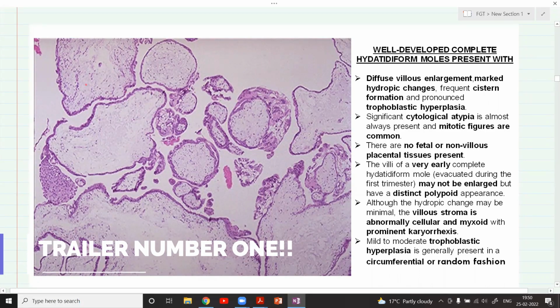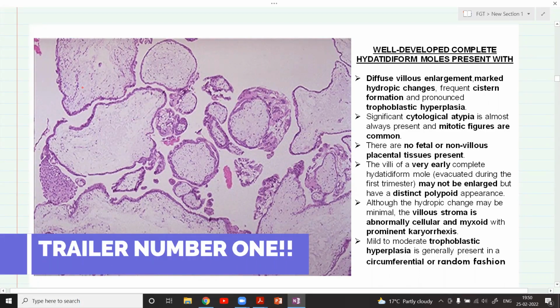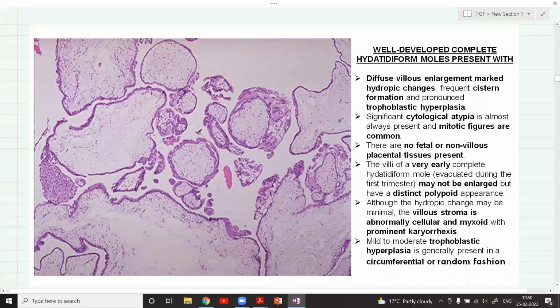The first thing I have to see is whether it is partial or complete. You can see this expanded structure; everyone can appreciate the expanded cisterns, as we say. More than 80% of the slide is showing such expanded structures. So there should be a diffuse enlargement of the villus.